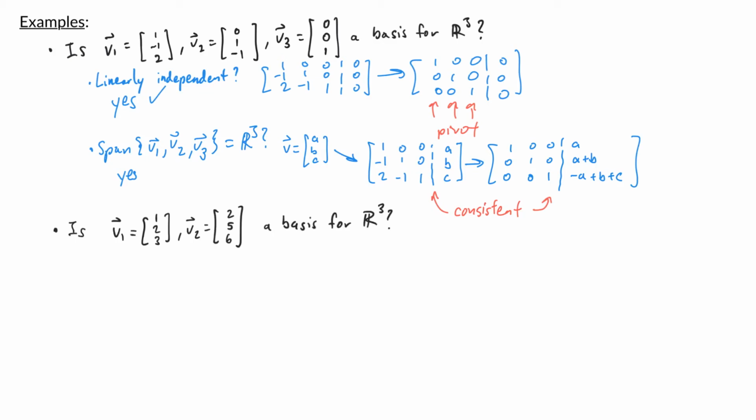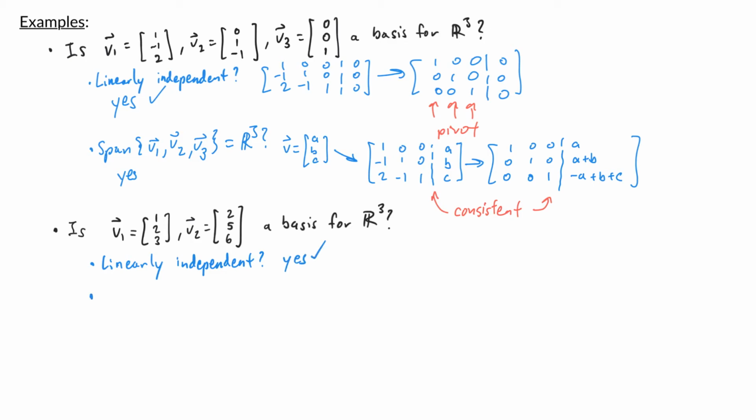So here we have v1 equals 1, 2, 3, and v2 equals 2, 5, 6. Again, let's try to determine whether or not these vectors are a basis for R3. So first, let's check that they're linearly independent. I can tell that they are linearly independent because they're not multiples of each other. So the answer is yes.